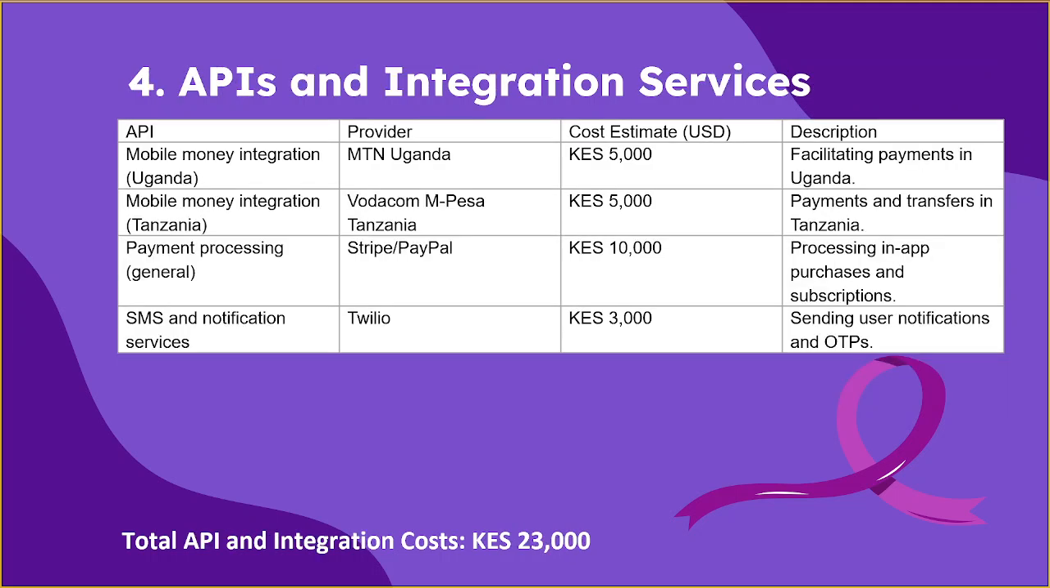Then we have number 4, APIs and integration services. So APIs are like sockets or plugs that allow our system to plug into other systems. Now, I think it's good to start thinking of scalability, not in the beginning, but by the 6th month, we should be thinking of scaling, even if we're not actually scaling, but we should know what the game plan is for scaling as we go into the next round of investment.